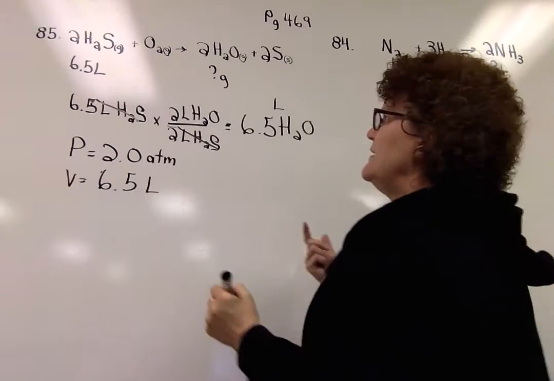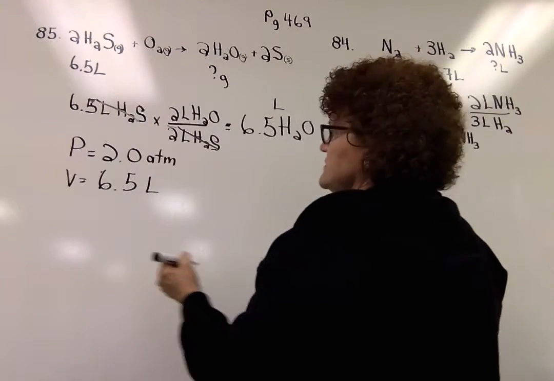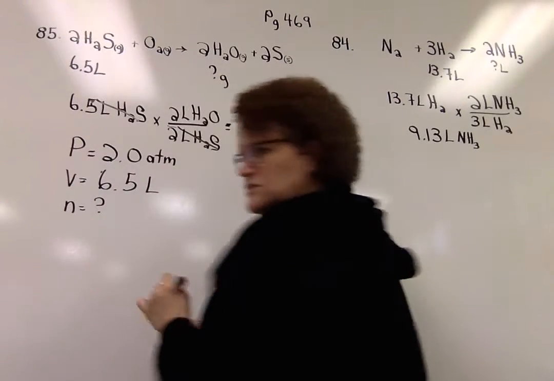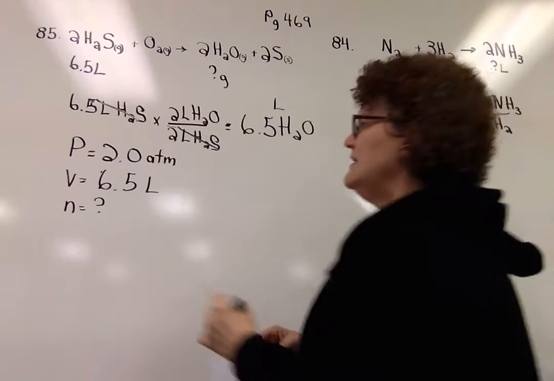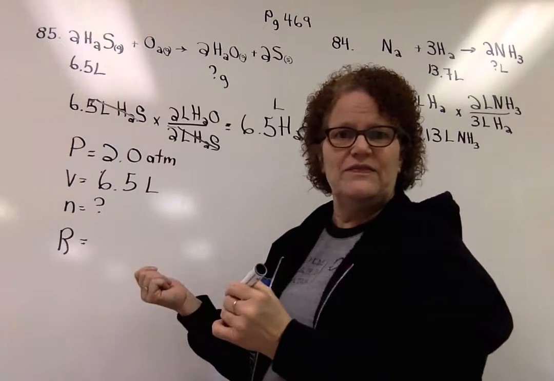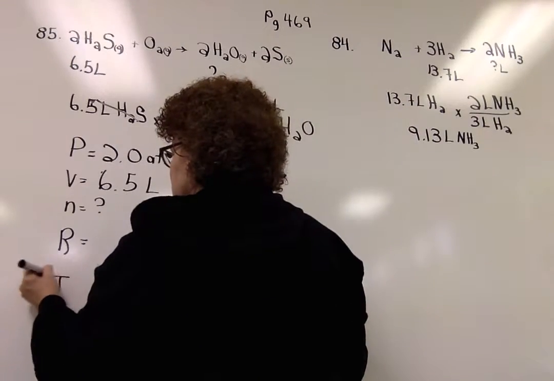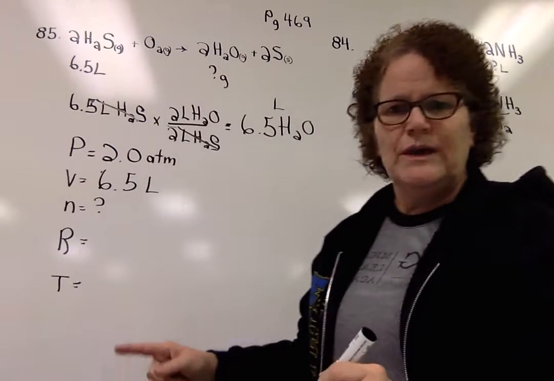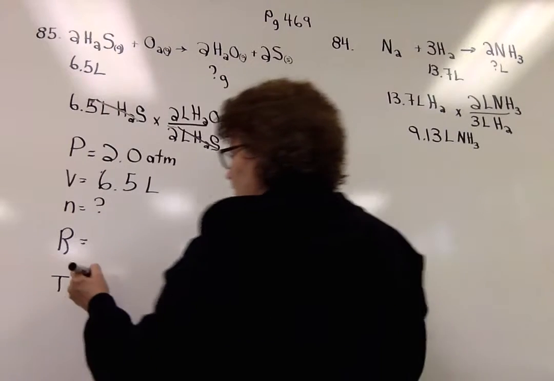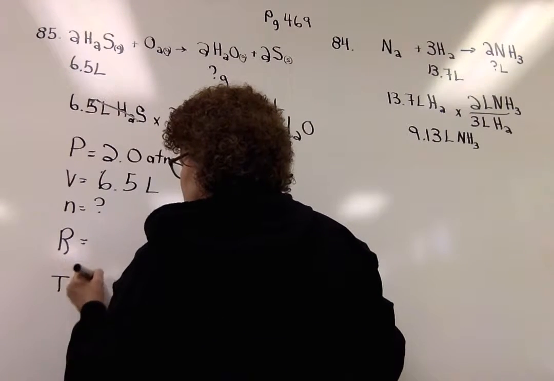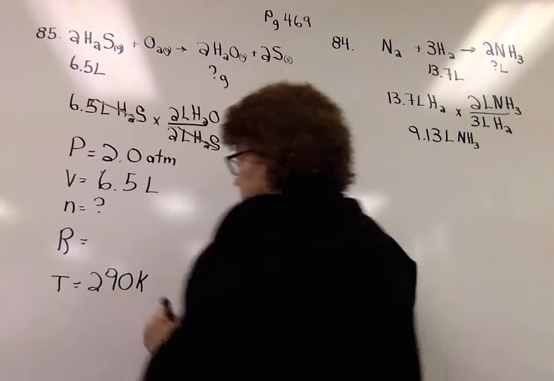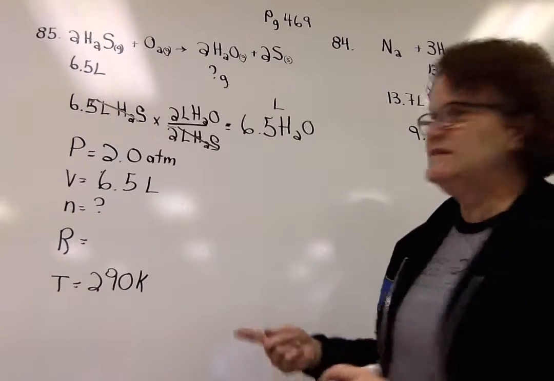And what else do we know? Oh, we don't know the number of moles, right? So maybe that's our question. Maybe we're looking for the number of moles. R is a constant, so we're always going to be able to tell what that is. And let's write that in just a minute. And then do we have a temperature? We have a temperature, yes. Right here in the question it says that we are at 290 Kelvin.